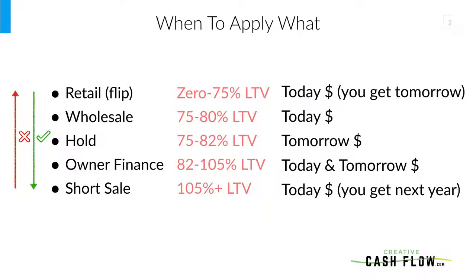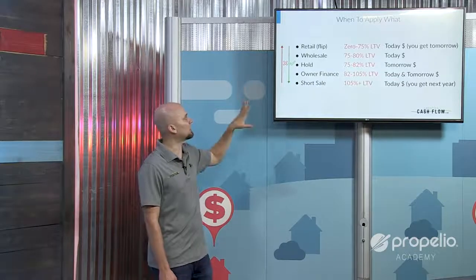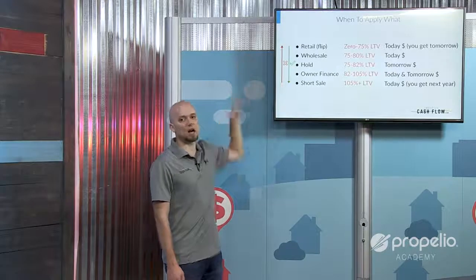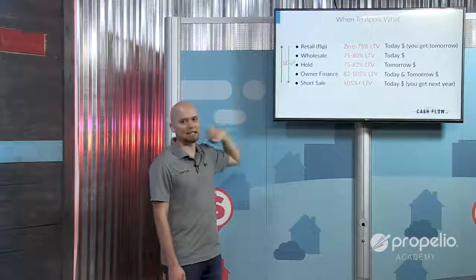Let's say that you get a deal at 85 cents. Well, you can owner finance it, but you can't hold it, you can't wholesale it, you can't retail fix and flip it, right? So that's why I've got it in this order: you can look at it and say, hey, the lower I get it, the more options I have. I can choose any of these options according to what my needs are right now.